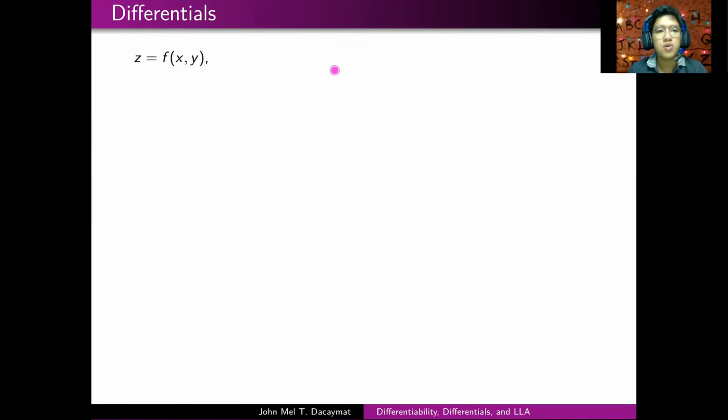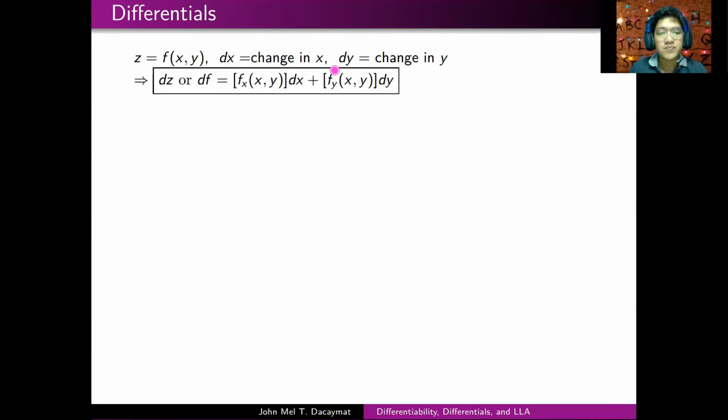So now, let's go to differentials of multivariable functions. If you have a function of x and y, say z, a specific change in x, say dx, and a specific change in y, say dy, then the total differential of z, denoted by dz or df, is just this function. So it's the partial with respect to x times dx plus the partial with respect to y times dy.